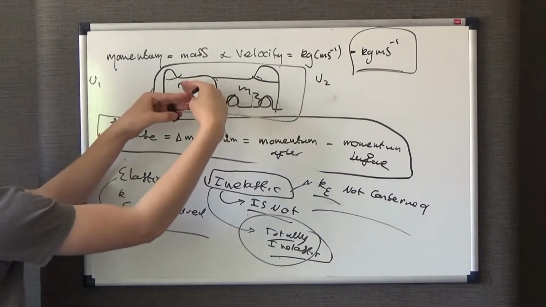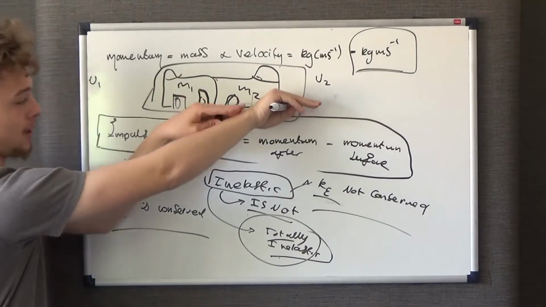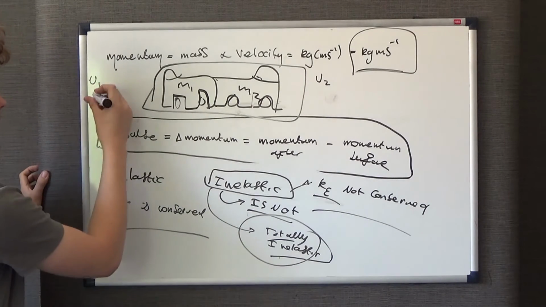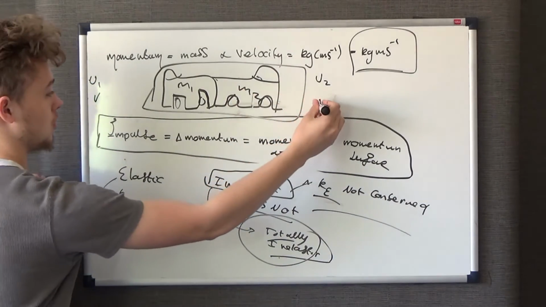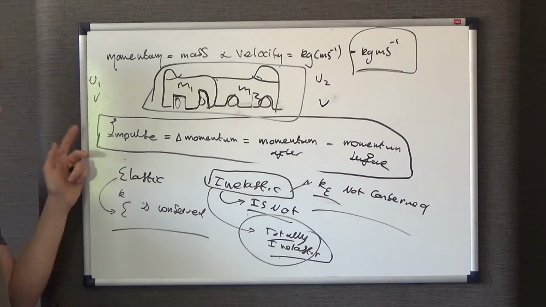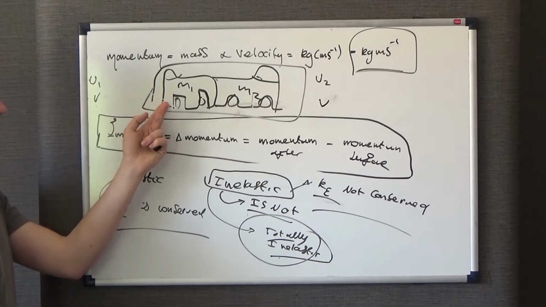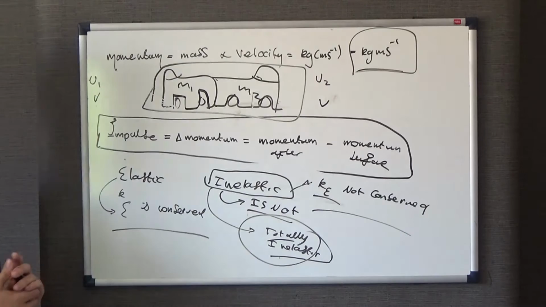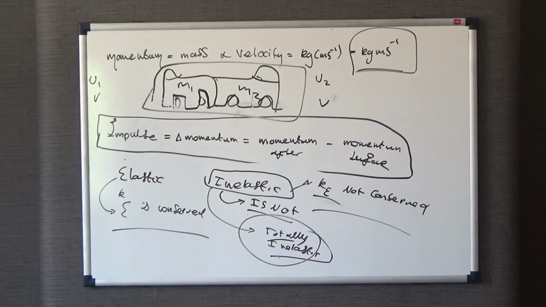Now, I've drawn them coming together. You might want to just draw m1 catching up with m2 and pushing it along. Afterwards, they both have the same velocity, which we'll call a final velocity of v. So, if it asked you to calculate the final velocity, or the final momentum or the change in momentum of m2, how would you go about that?